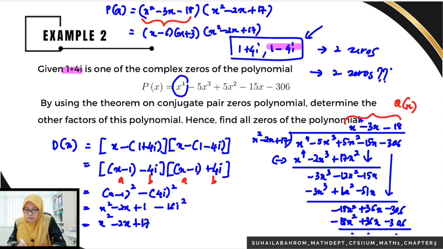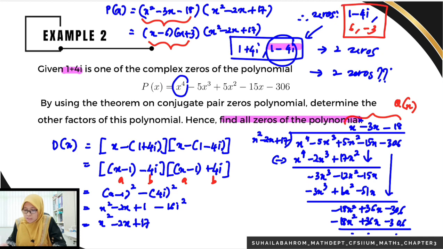Make sure you go back to the question. What is the question asking you to find out? Find all the zeros of the polynomial. Therefore, the zeros include the remaining zero from the conjugate, which is 1 minus 4i, and the other two zeros come from these two linear factors, which are 6 and negative 3. You should have these three zeros in your final answer: 1 minus 4i, 6 and negative 3.